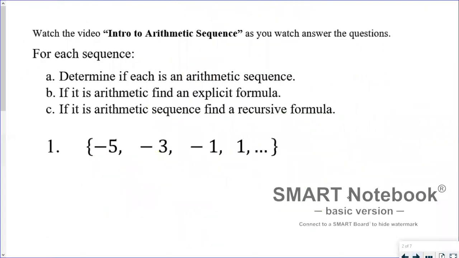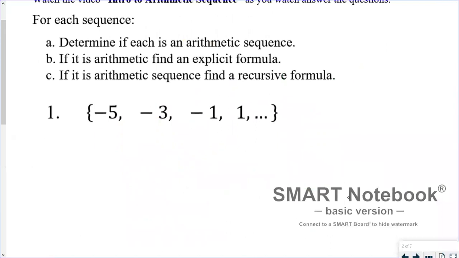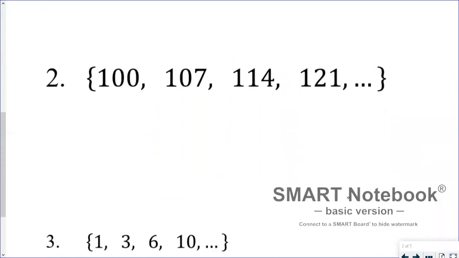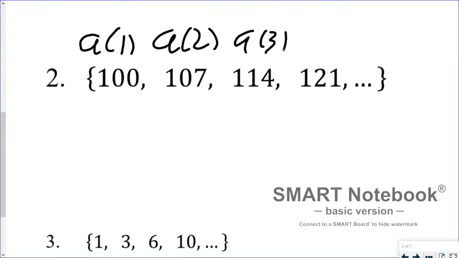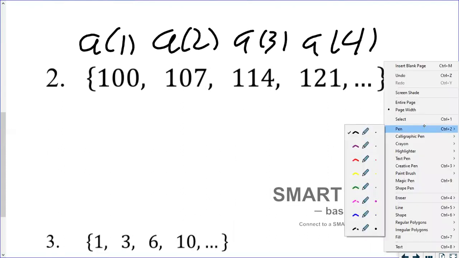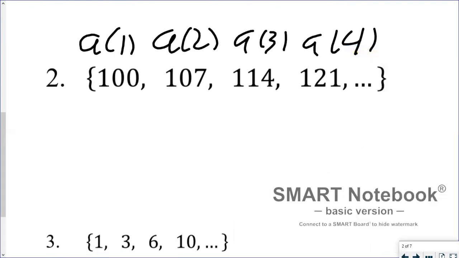We'll do one more example like that. Instead of doing number one, let's do number two. It's a little bit easier to work with. Okay, so first we know that here's my A1 term, A2, A3, and A4. So my first term looks like it is 100, so we'll highlight that in yellow to be consistent. Now, we need to find my D, or my common difference.